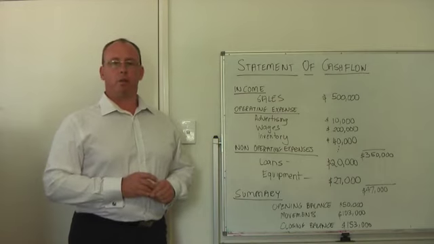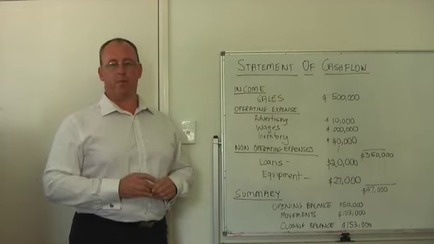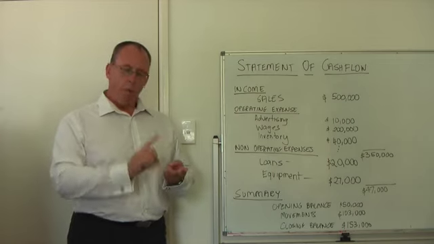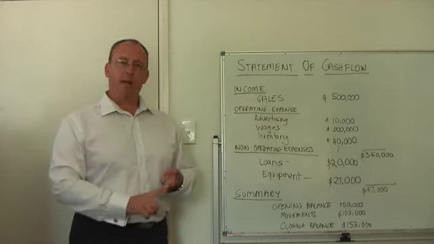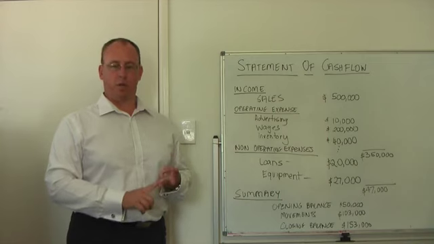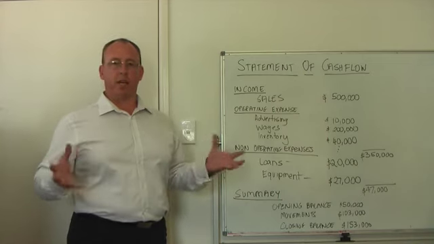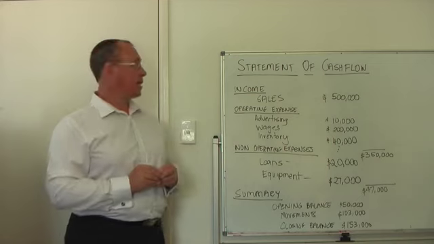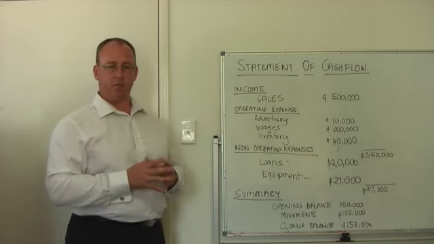Today we're going to look at the third and final of the financial statements for your business. We've covered the profit and loss, we've covered the balance sheet, and now we're going to look at something called your statement of cash flow. I'm going to show you in a later video how these all tie together, but today it's all going to be about your statement of cash flow.